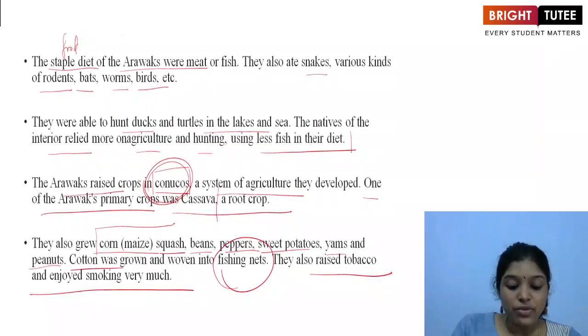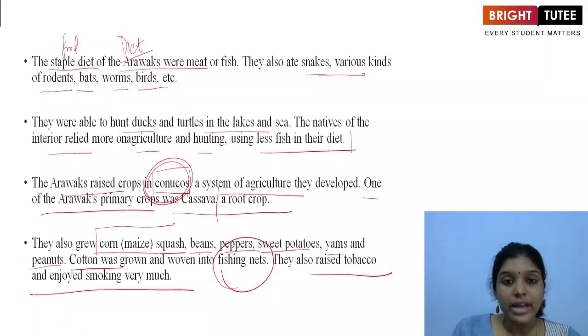And then the diet of the Arawaks, what kind of food they took, and what their agricultural pattern was. We saw that Arawaks raised crops in conucos, which was a system of agriculture, and the primary crop which they had was cassava, that is a root crop.